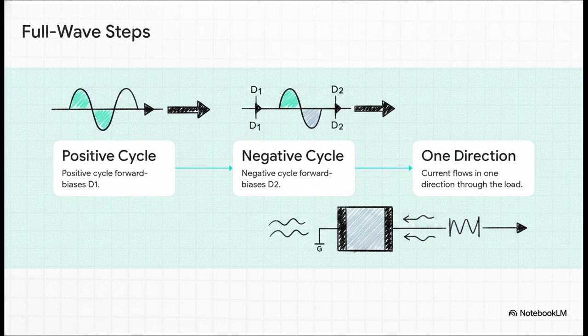So how do we actually pull this off? How do we capture both halves of the wave without letting the current reverse? Well, let's break down one of the most common methods, the center-tapped full-wave rectifier, into a few logical steps. We take a transformer with a center tap connected to ground, and we use two diodes instead of just one. They basically act as a tag team. Diode 1 handles the positive cycle, and diode 2 tags in to handle the negative cycle.